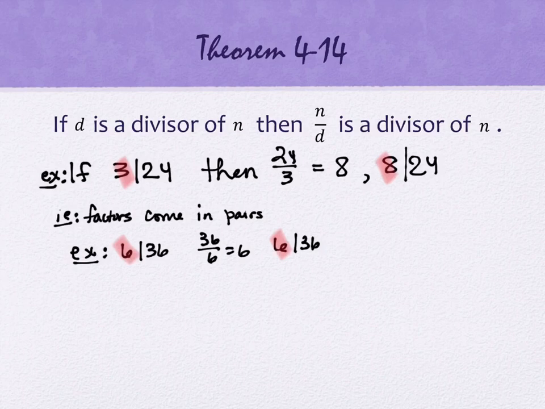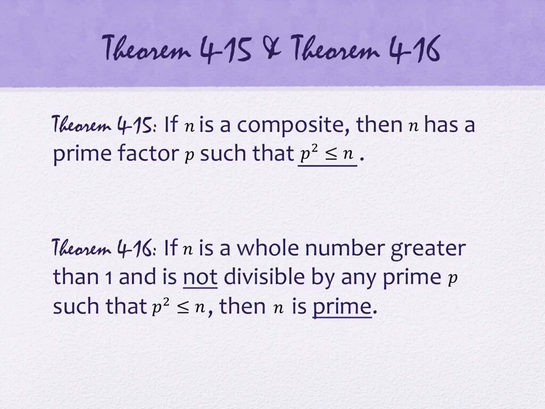All right, another composite number theorem, theorem 4.15. If n is a composite number, then n has a prime factor p such that p squared is less than or equal to n.